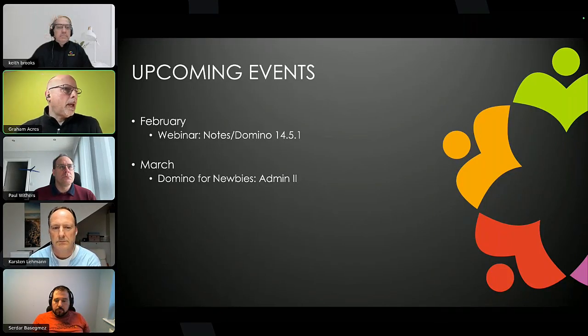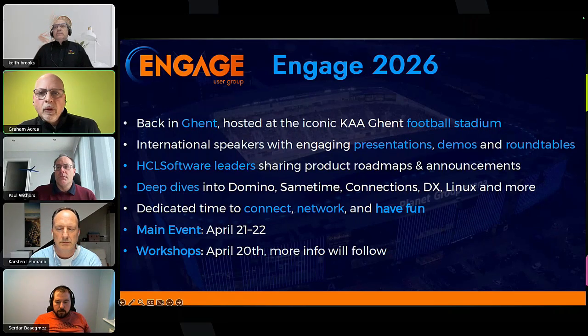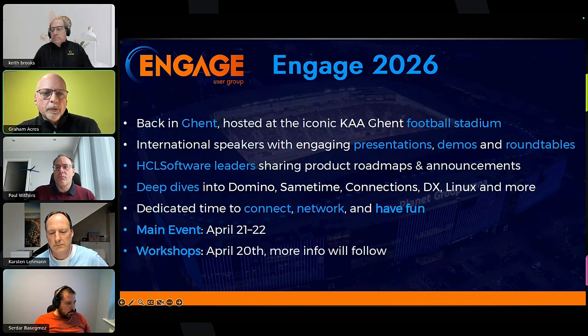We also want to give a shout out to Engage, and I saw Tom on here. Engage is going to be in April in Ghent. And they've actually got one of the largest, newest football stadiums in Belgium to host Engage this year. As is the case every year, they canvass speakers from all over the world to come and do their presentations, bring code to share, and engage in conversation, as well as HCL leadership. All of the HCL software product line with respect to the Domino world is going to be there. And it's, again, an opportunity to do some networking and find some iconic Belgian beer. Dates are April 21st and 22nd for the main event, but on Monday, April 20th, workshops are going to be happening.